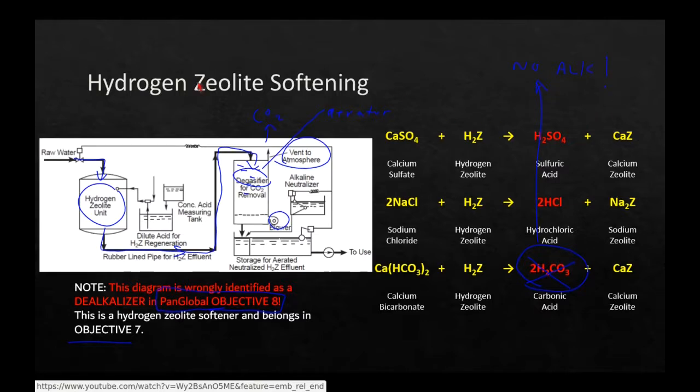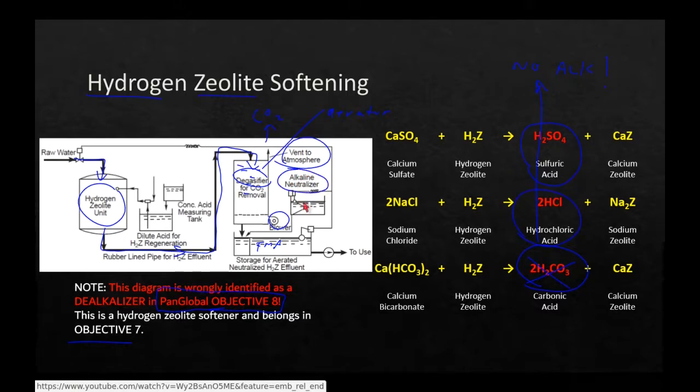We just got rid of it. So whenever you see a hydrogen zeolite unit installed anywhere, it's because you want to get rid of alkalinity. That's why you use it. But then we've got free mineral acidity down here that's going to go to the boiler. So the FMA includes sulfuric and hydrochloric acid. So what do we do about that?